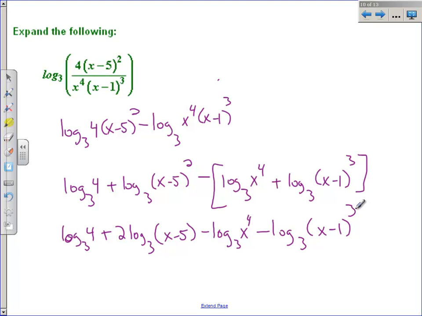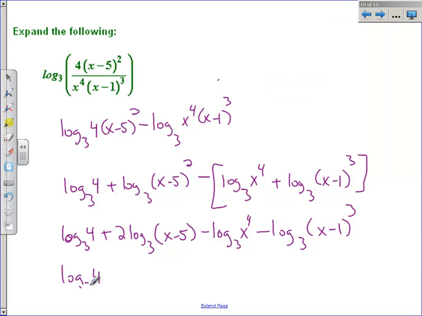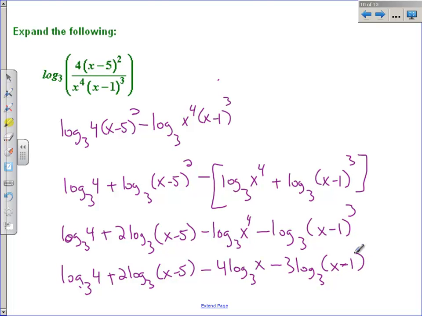And so my last step will be to bring those powers down, and my final answer here will be the log base 3 of 4. We're going to make that look better. Off we go to the eraser. Back to our marker. The log base 3, that's better, of 4, plus 2 log base 3 of x minus 5 minus 4 times the log base 3 of x, and then minus 3 times the log base 3 of x minus 1. I have it completely expanded.